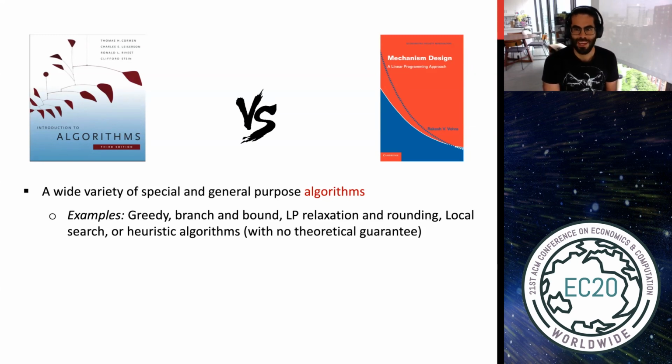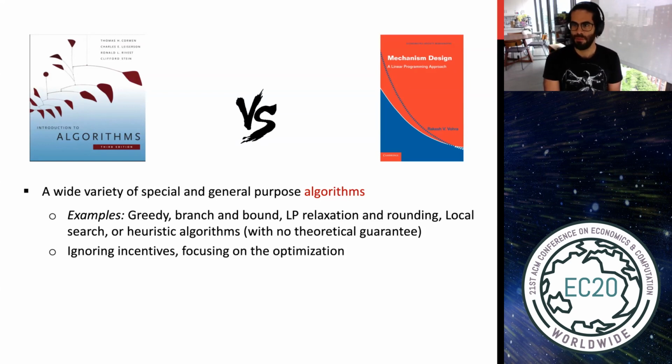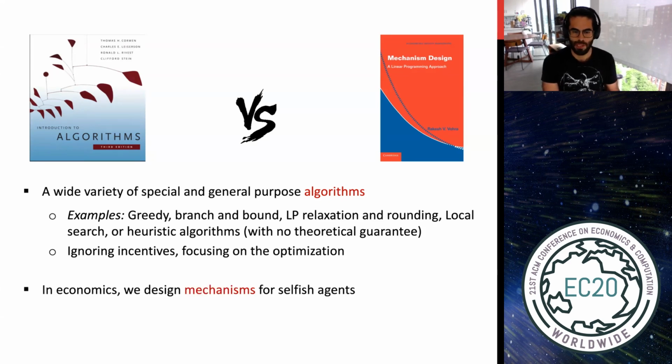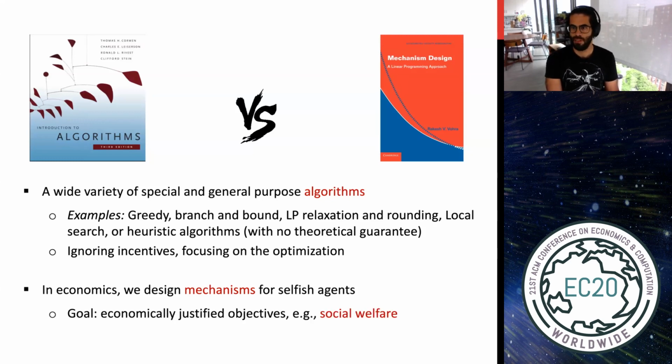And in most of these problems, if there is a strategic element coming from the users that you are designing these algorithms for, they usually ignore the incentives and only focus on the optimization aspect. However, in economics, we design mechanisms, which are essentially algorithms where part of their input is coming from selfish or strategic agents. And here we are pursuing goals that are economically justified, for example, social welfare.